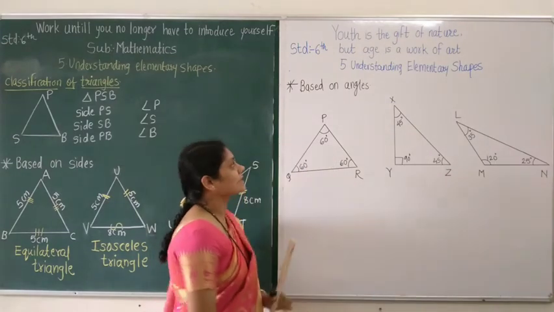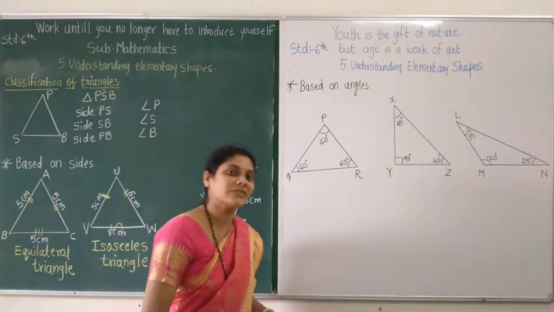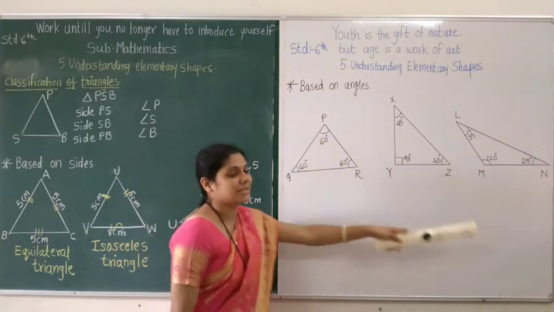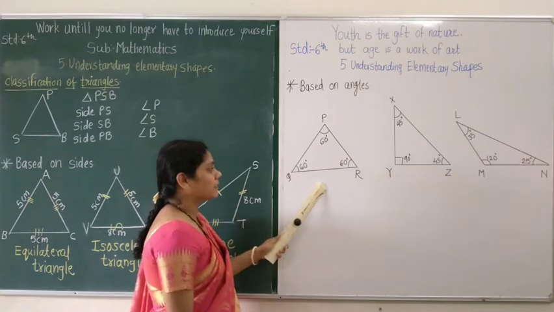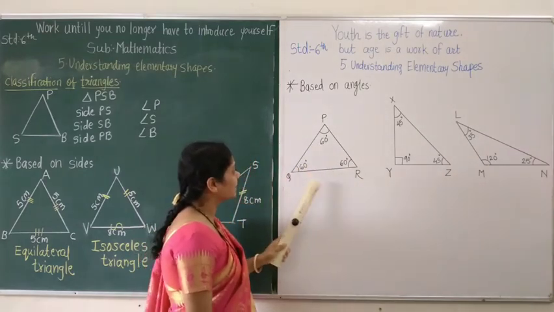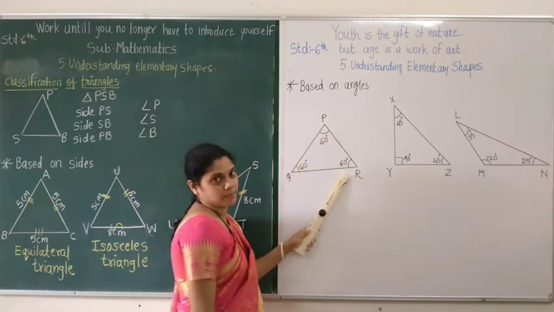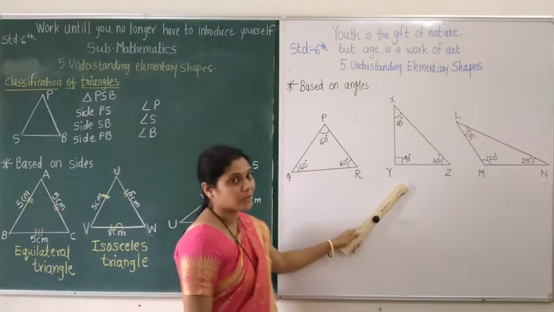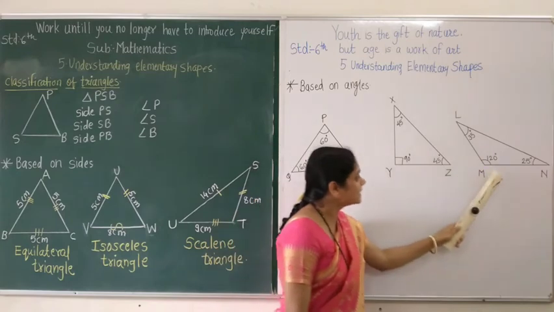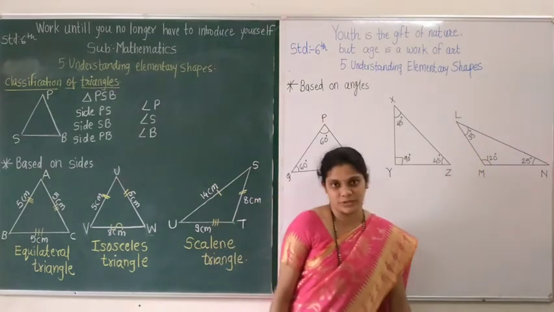Now, this time, on this board, we are going to study the classification of triangles based on their angles. There are again three triangles: triangle PQR, triangle XYZ, and triangle LMN. In triangle PQR, you can see all the measurements are the same. In this triangle, you can see two measurements are the same. And in this triangle, all three measurements of angles are different.